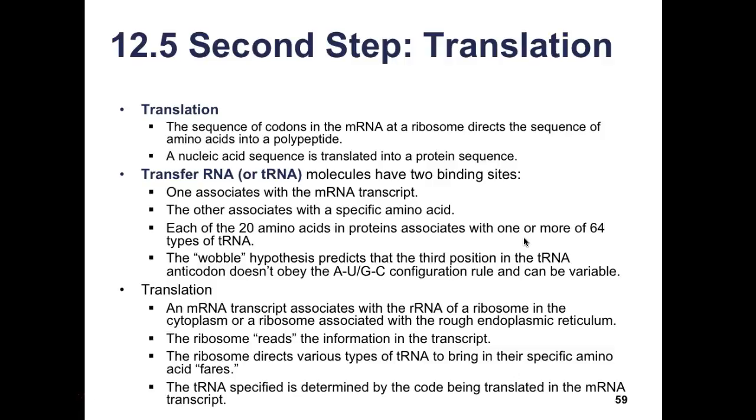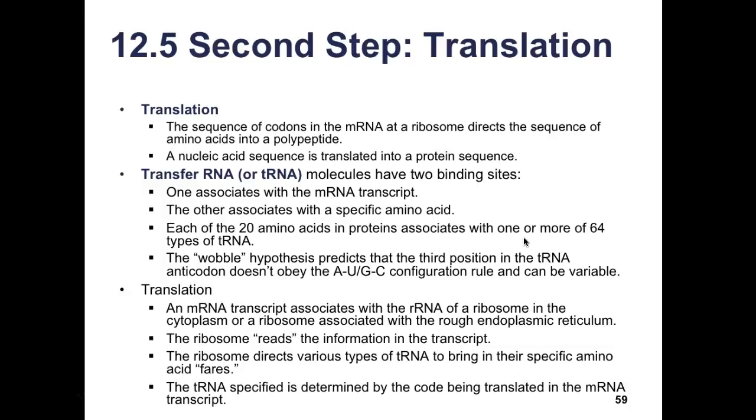Translation is the sequence of codons that are going to be read in the messenger RNA at a ribosome that's going to determine the sequence of amino acids into a polypeptide. A nucleic acid sequence is translated into a protein sequence. Ultimately, transfer RNA or tRNA molecules have two binding sites. One associates with the messenger RNA transcript. The other associates with a specific amino acid. So each of the 20 amino acids in proteins associates with one or more of 64 types of tRNA.